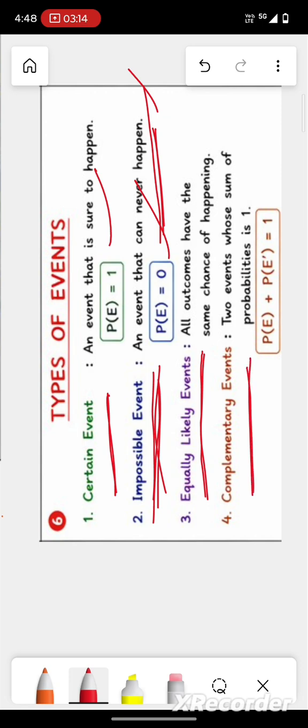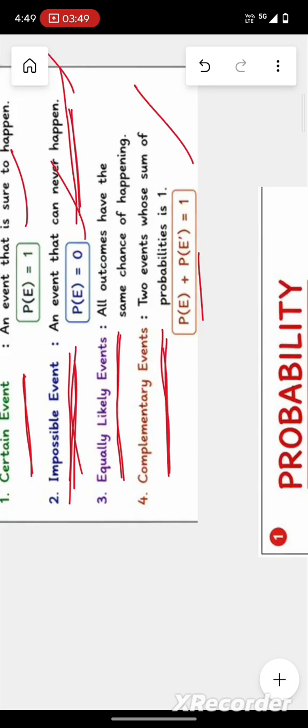Next, complementary events. If the sum of probabilities of two events is 1, then they are called complementary events. For example, when tossing a coin, the probability of getting a head and the probability of getting a tail sum to 1, so they are said to be complementary events. One more thing, when throwing one dice, getting an even number and getting an odd number are both complementary events.